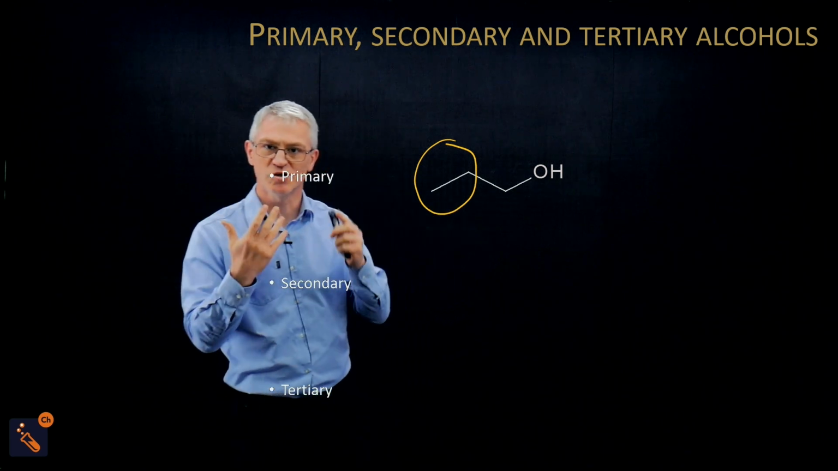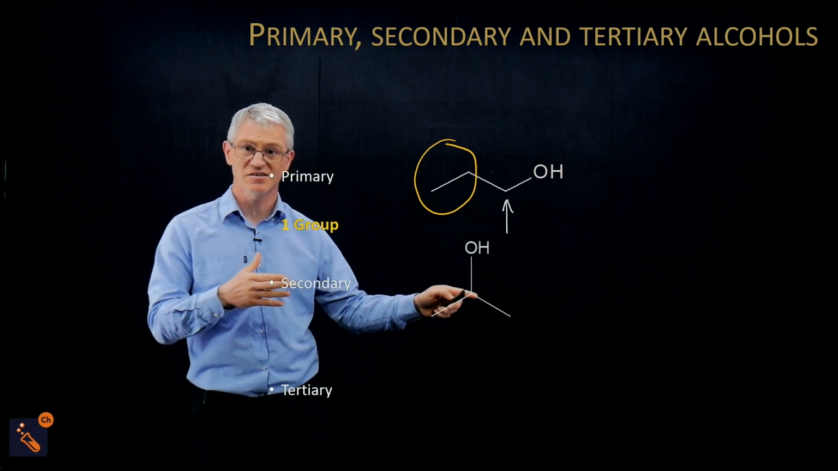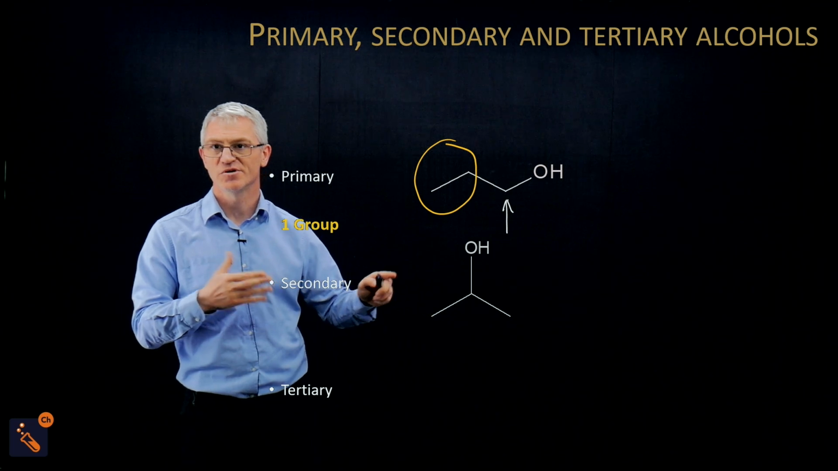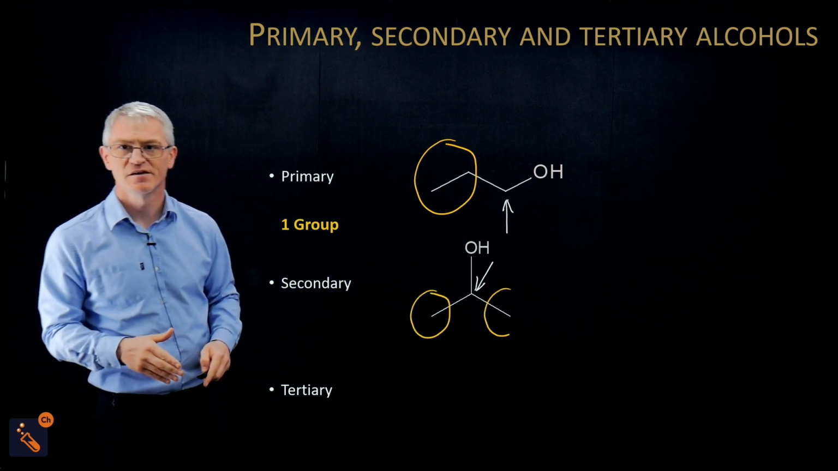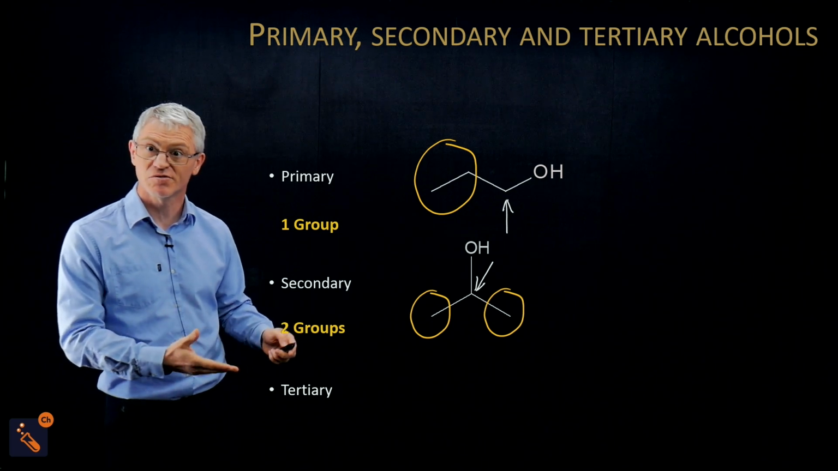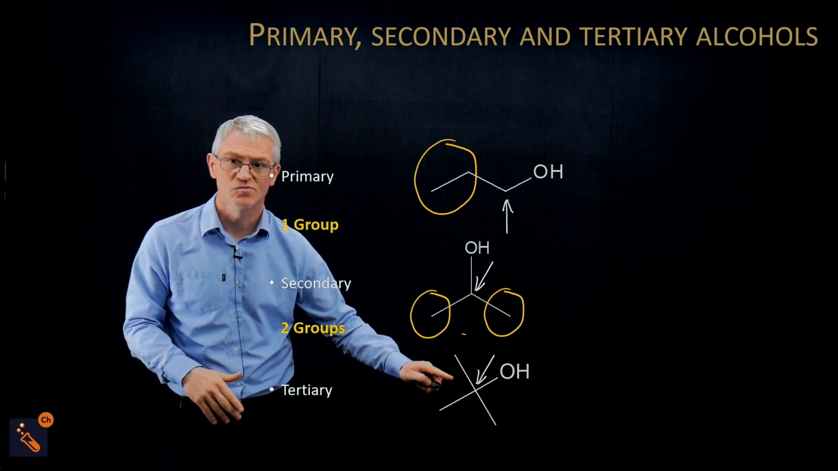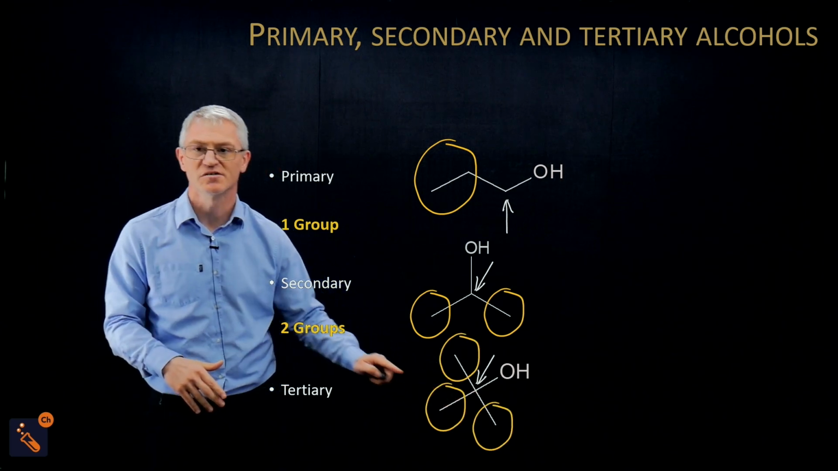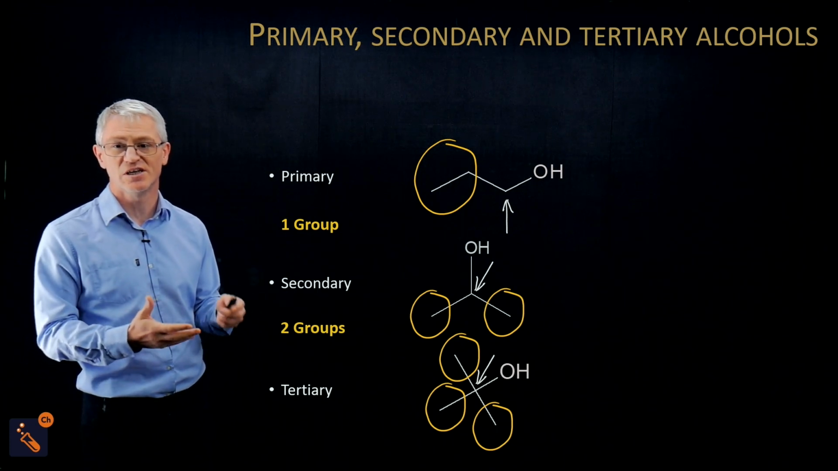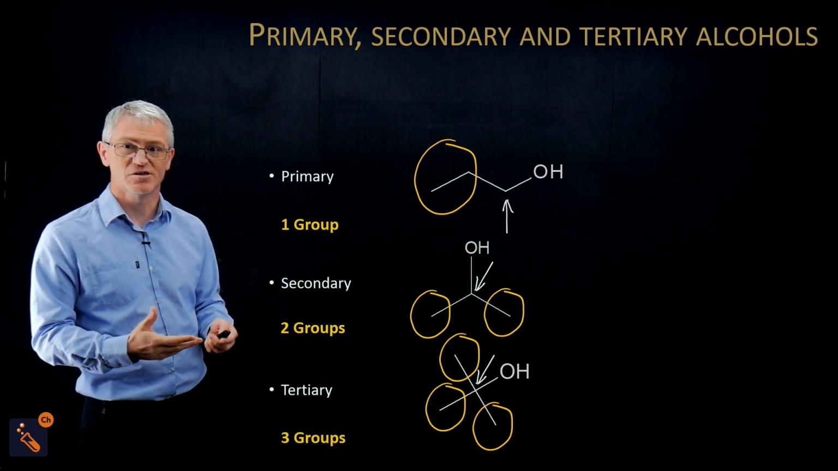If there's only one group, it's a primary, and it's off that carbon. So one group. Now go to the next one. You can see this carbon coming off the oxygen has got 2 groups on that carbon, therefore it's secondary. Tertiary is going to have 3 groups. So we look here, there's the carbon we're looking at: 1, 2, 3 groups. So that's a tertiary alcohol. And if it's done in skeletal form, you literally are just looking for the number of lines that come off it. That's the easiest way of doing it.